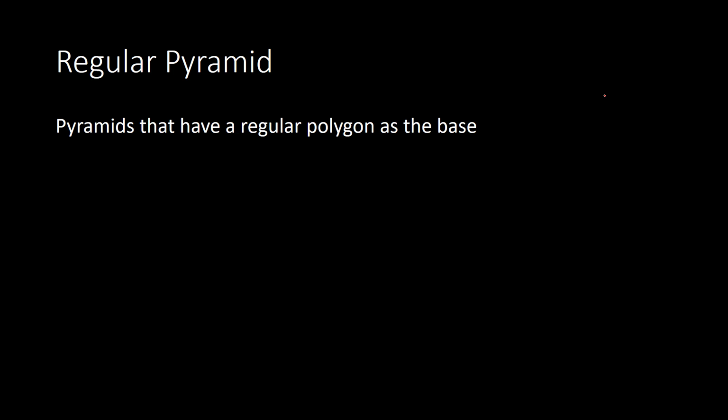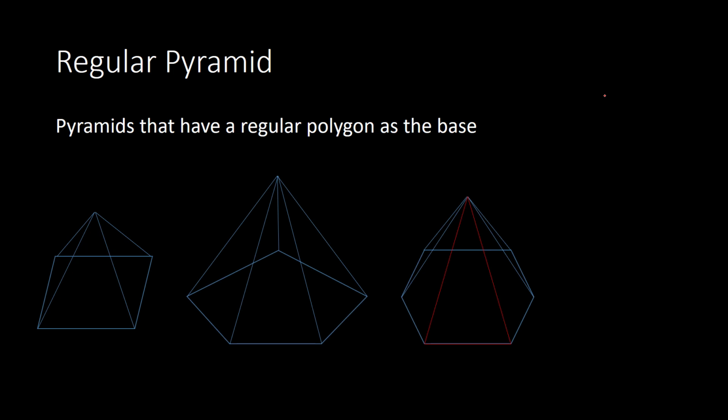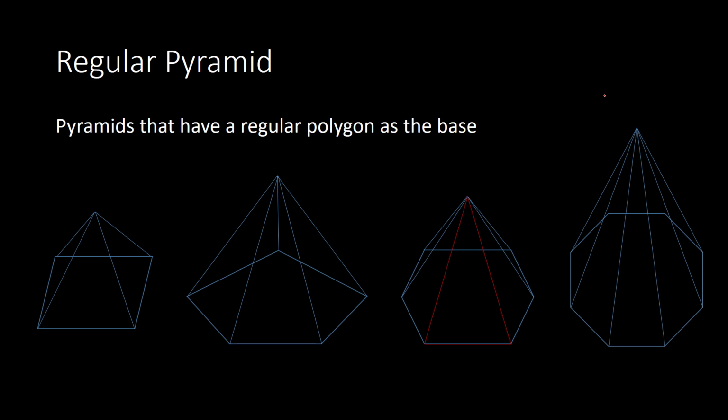Next we have what is called a regular pyramid, which is a pyramid that has a regular polygon as the base. So here are a couple examples of regular pyramids. And remember, a regular polygon is a polygon that has the same side length and the same angle measures on the inside. So each of these would have a regular polygon at the bottom.